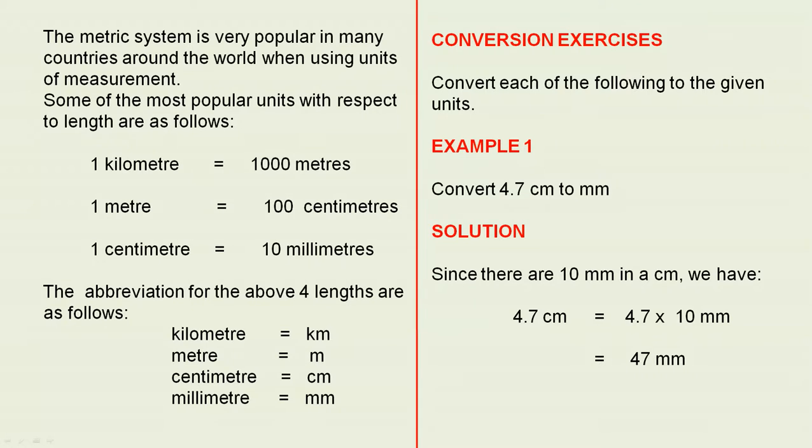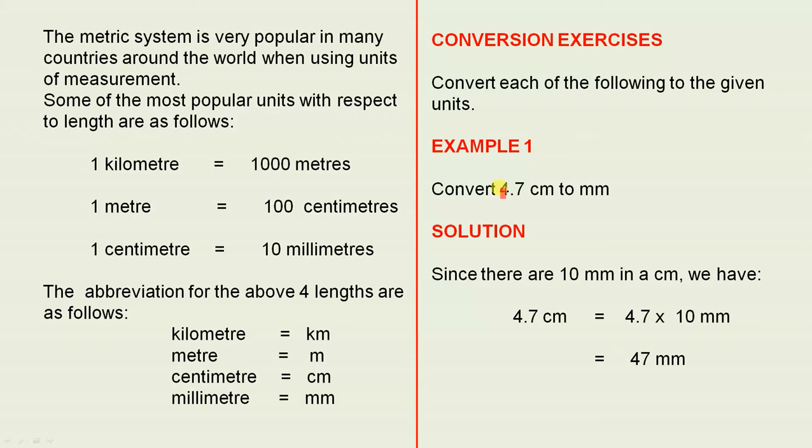The abbreviation for the above four lengths are as follows. The kilometre is km, the metre is m, the centimetre is cm, and the millimetre is mm. Now let's look at some simple conversion exercises. Convert each of the following to the given units.